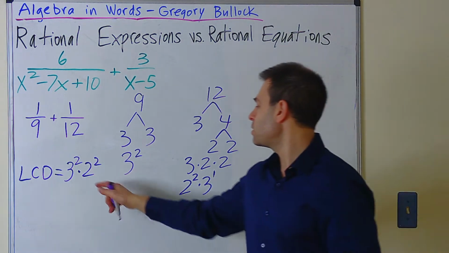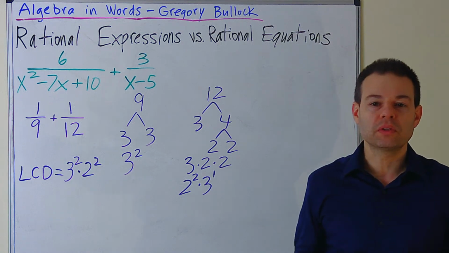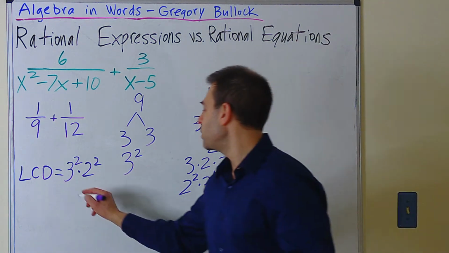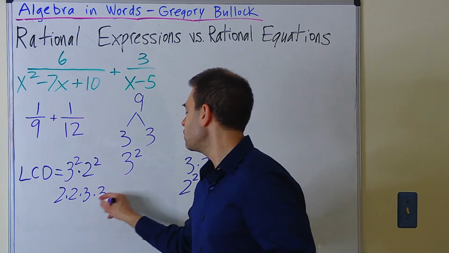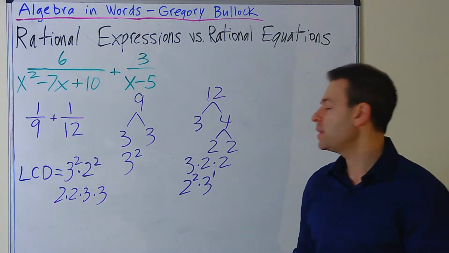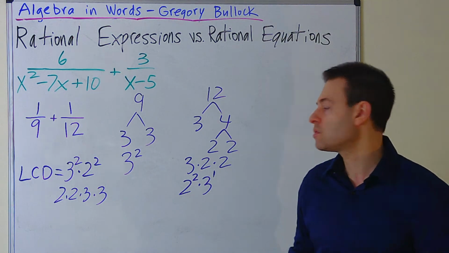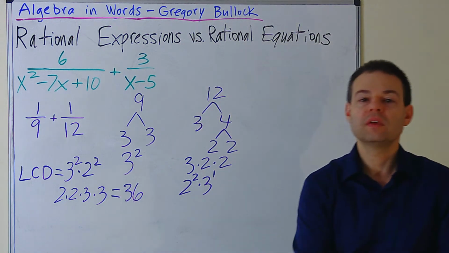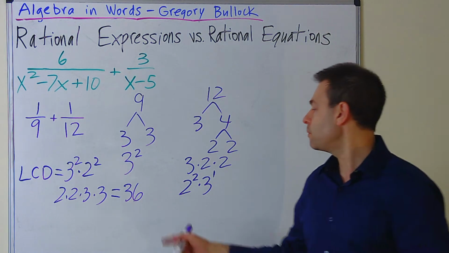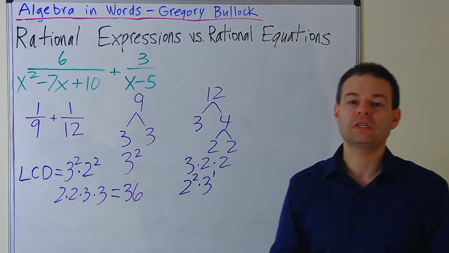Now I'm going to show this. This is an exponential form because we were looking at the highest exponents, but we could also look at it as 2 times 2 times 3 times 3, or if we multiplied it together, we could think of it as 36. And those are just all different variations of the same LCD.